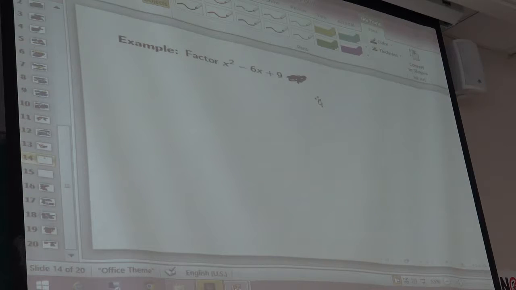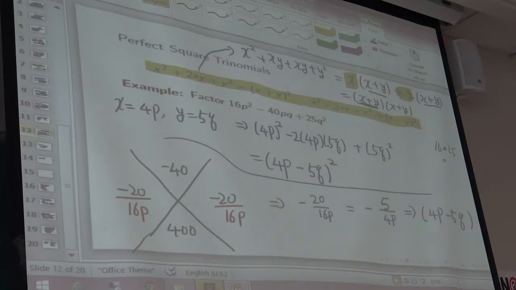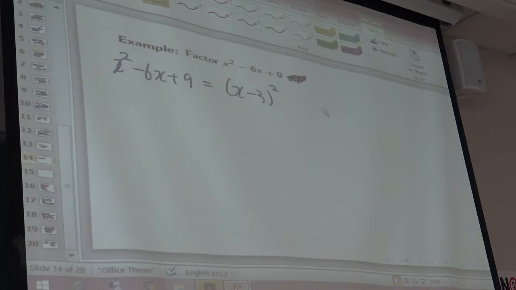What is the factorization? That's right, x minus 3 squared. So for these three terms, x squared minus 6x plus 9, we have x minus 3 squared. We use this formula: x squared minus 2xy plus y squared is x minus y squared.